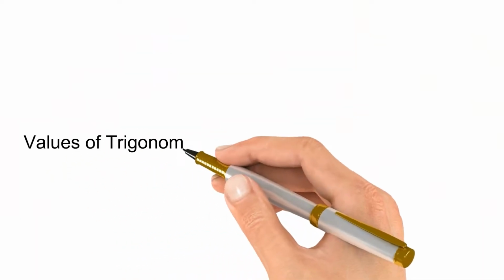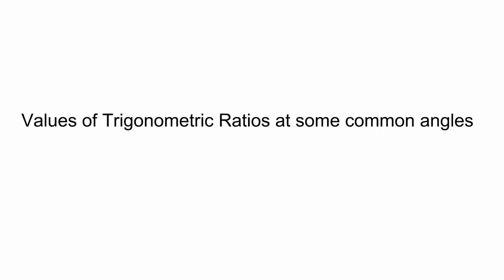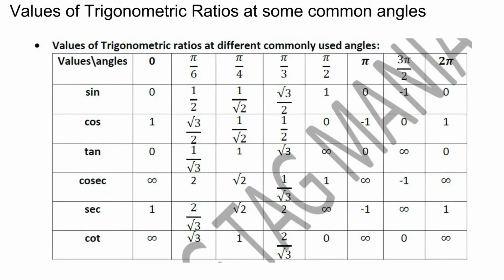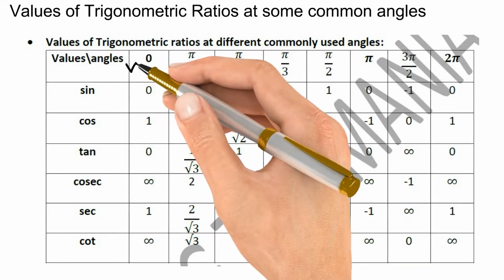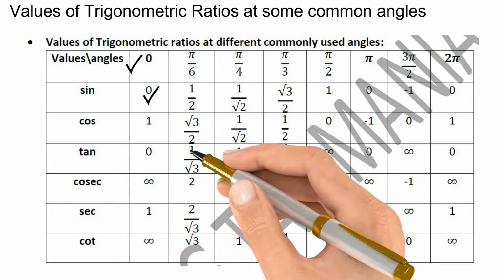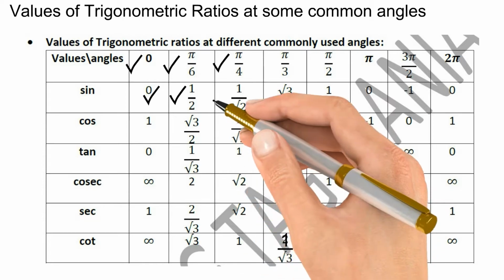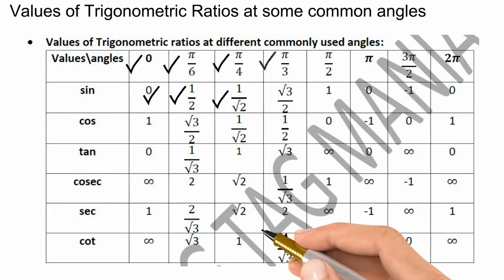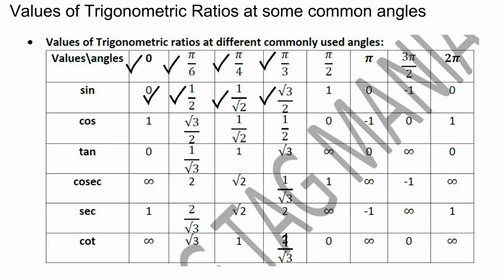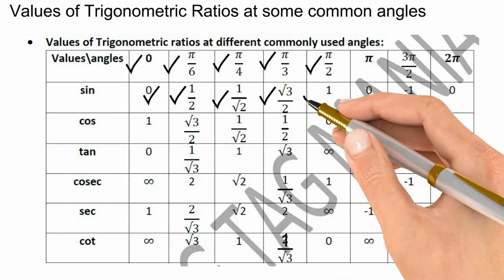Now let's talk about the values of trigonometric ratios at some common angles. So first of all, the value of sine of 0 degree is 0. The value of sine of 30 degree is half. The value of sine of 45 degree is 1 by root 2. The value of sine of 60 degrees is root 3 by 2. The value of sine of 90 degrees is 1.